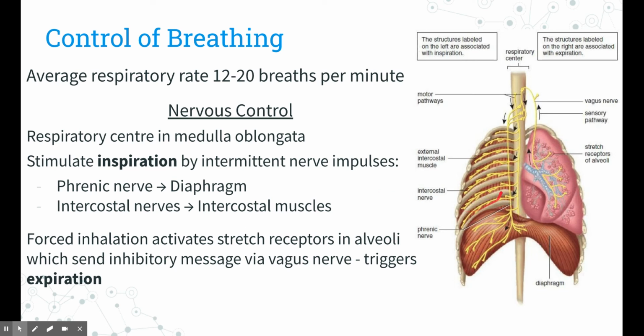So you can see here, two nerves coming down, our phrenic nerve down to the diaphragm, and the intercostal nerve, which branches out to every intercostal muscle. And one nerve pathway signaling back up to the respiratory center is the vagus nerve.